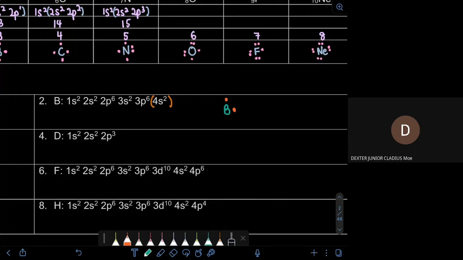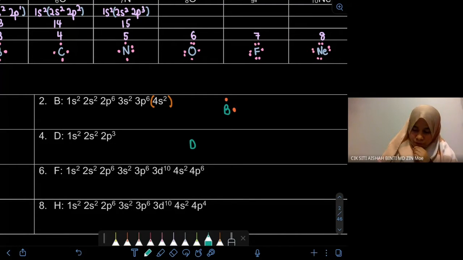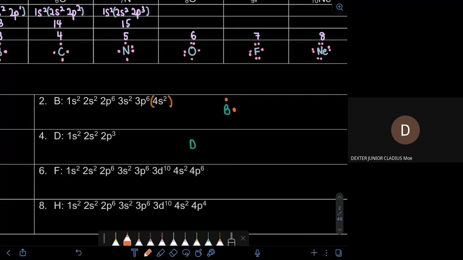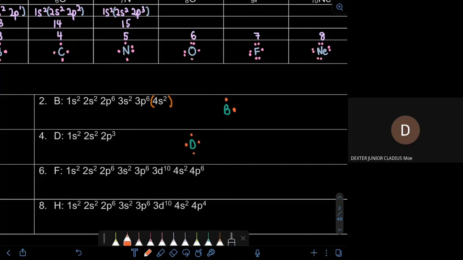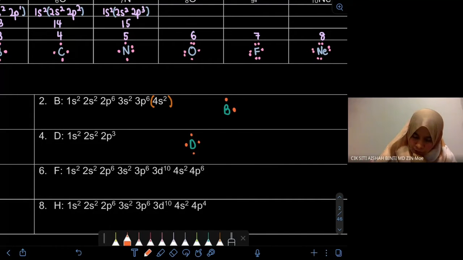D, terus 4 dot, 4 dot. Okay. 1 dot ada pair, 1 dot ada pair. Okay, thank you. So that is for example D. Yalah, D for Dexter. Okay, so dekat sini lah, make sure dia unpack dulu, barulah dia kita jadikan sebagai paired electron. So yang ini for example number 4.